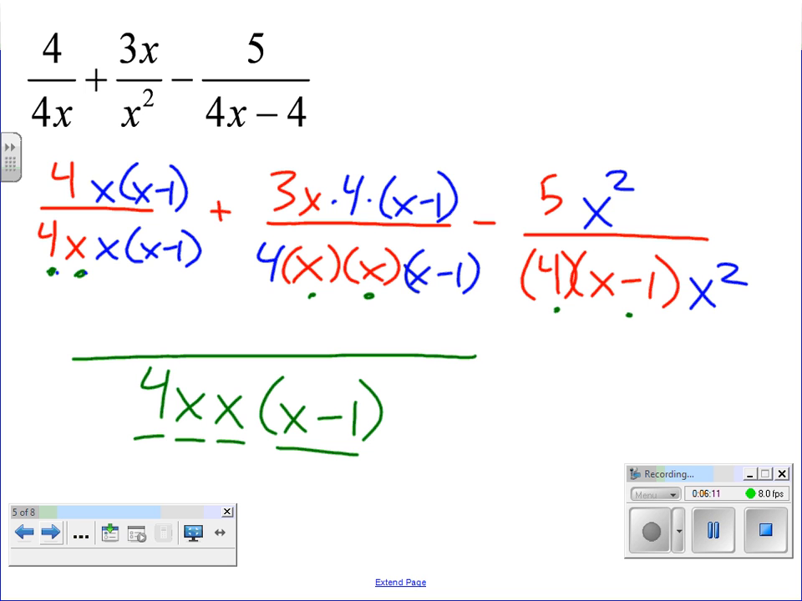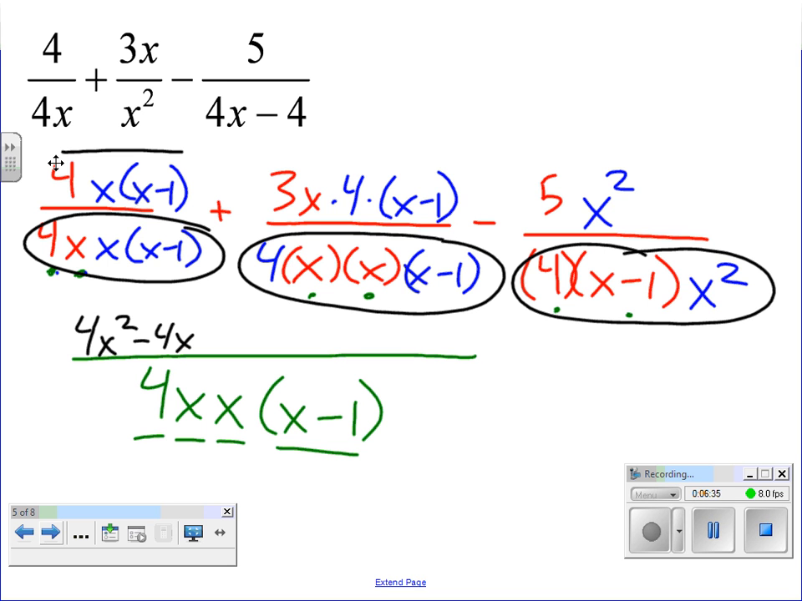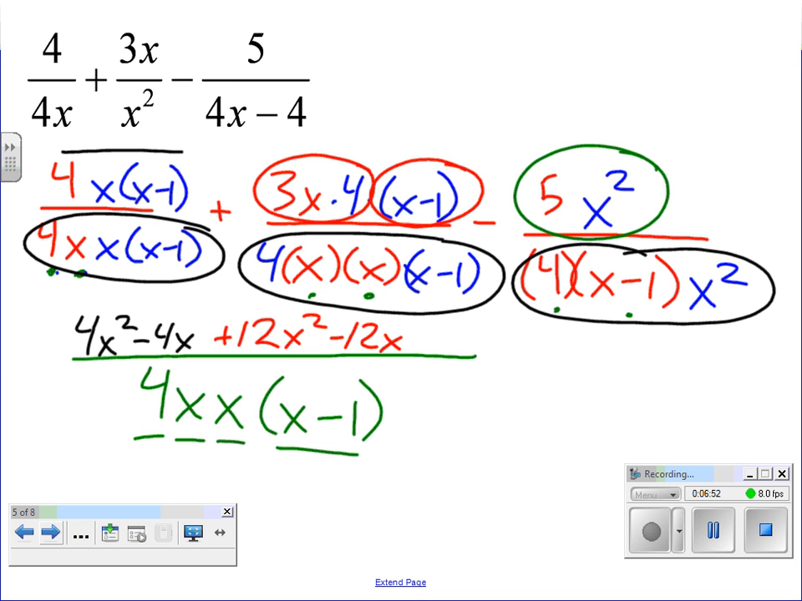Now notice, on every single one of it, I highlight in black, common denominator, common denominator, common denominator. So now that we have it all together, now I can go through and combine these together. So I'm going to do it in different colors here. I'm going to start with the top here. I'm going to distribute, so we have 4x squared minus 4x. Okay. Move on to the next one. Put those together, we get 12x times x minus 1. So we're going to have plus 12x squared and then minus 12x. Moving on to the last part, minus 5x squared.